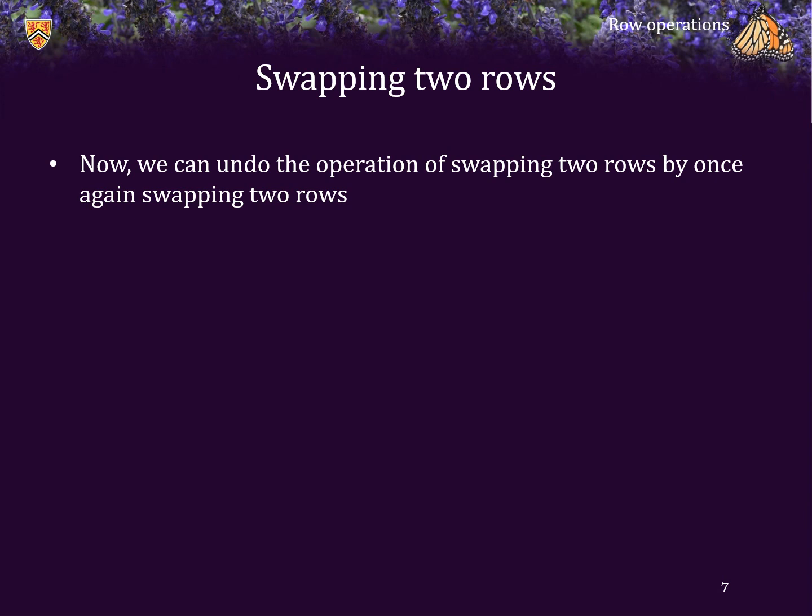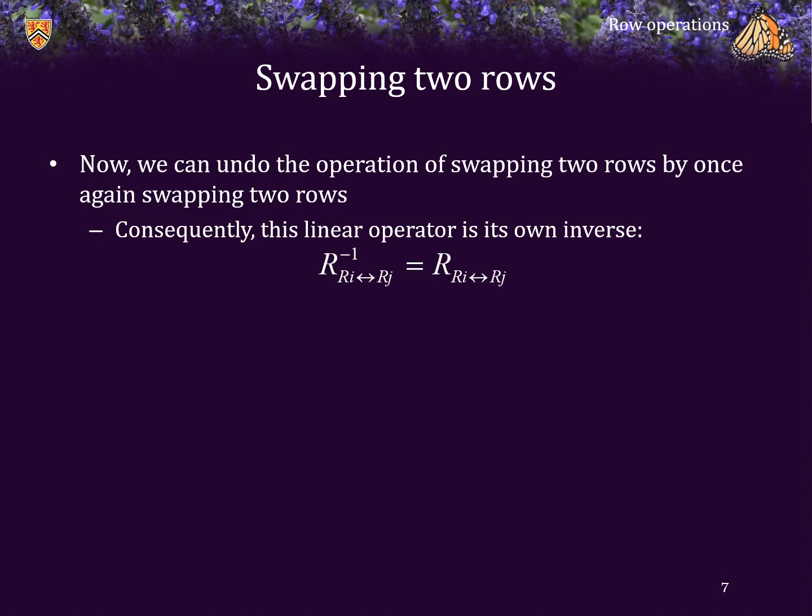Now, how do we undo the operation of swapping two rows? Well, interestingly enough, we undo that operation by swapping those two rows again. So what that means is that this particular linear operator is its own inverse. So to undo the swapping of two rows, we simply have to swap those two rows again. What that means is that if I multiply the matrix that swaps two rows by itself, I get the identity matrix.